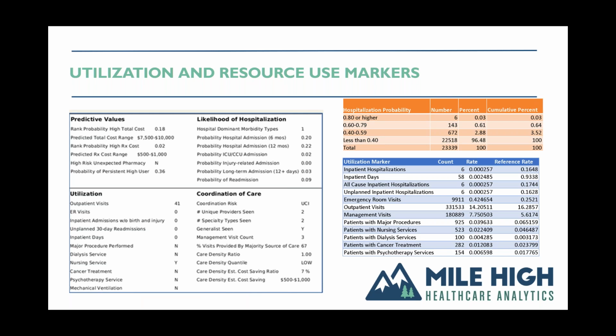On the bottom right, there are a handful of conditions that the system identifies: patients with psychotherapy services, cancer treatment, dialysis. There's a few more. I actually cut them off, but you can get a sense of how many visits you have per 1,000, how many days, inpatient days, and so forth.